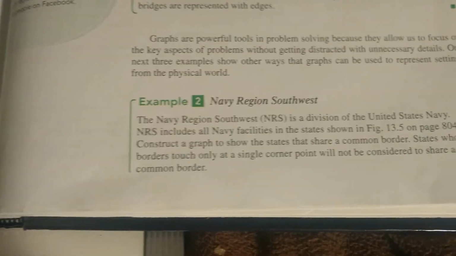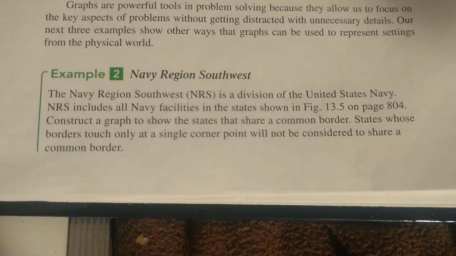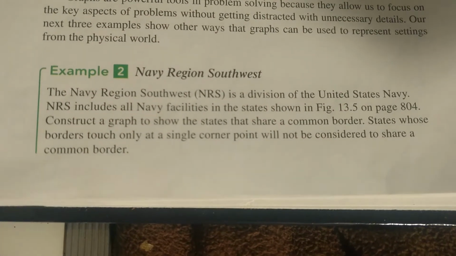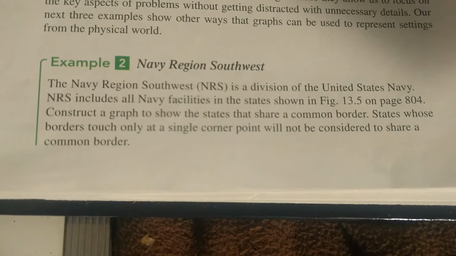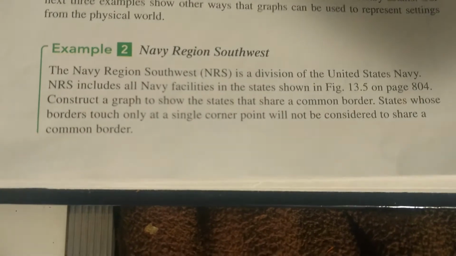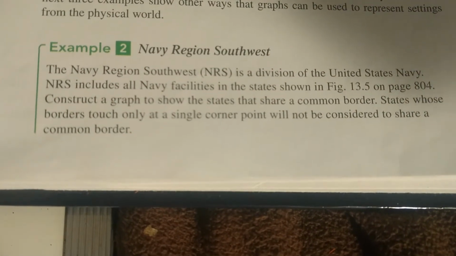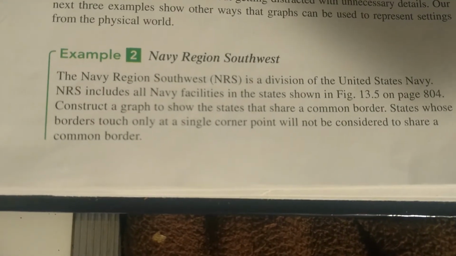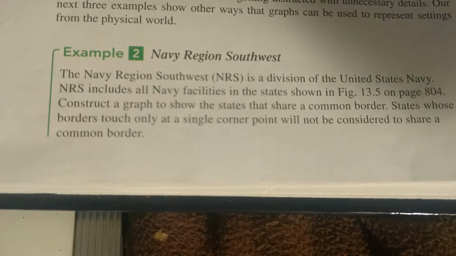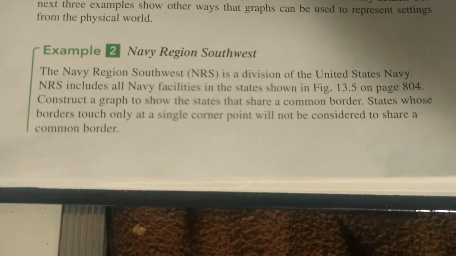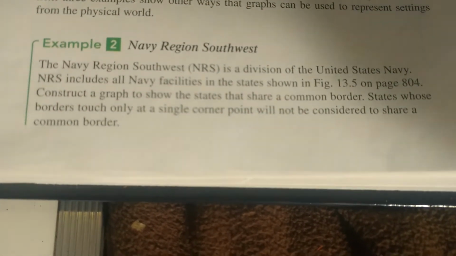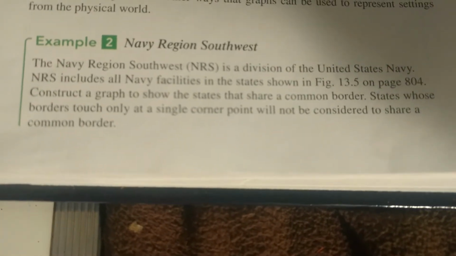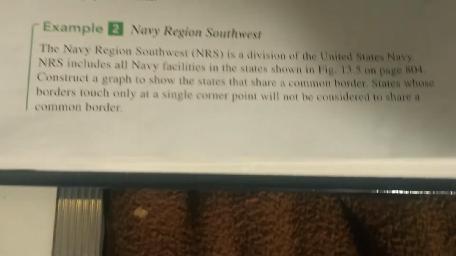Here is one more example problem I want to go over. It says the Navy Region Southwest, NRS, is a division of the United States Navy. NRS includes all Navy facilities in the states shown in figure 13.5 on page 804. Construct a graph to show the states that share a common border. States whose borders touch only at a single corner point will not be considered to share a common border.